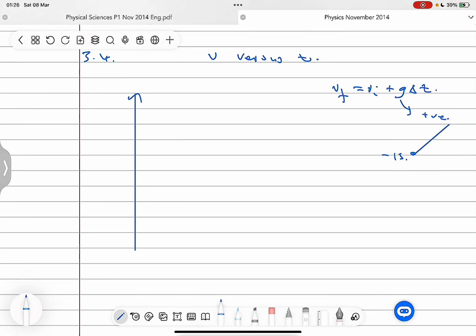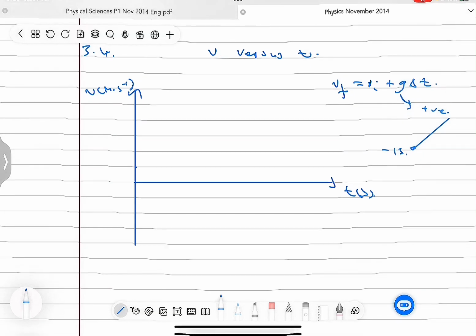Firstly, start by drawing my vertical axis, which is defined by the velocity in meters per second, and draw as well the x-axis, which defines time in seconds.